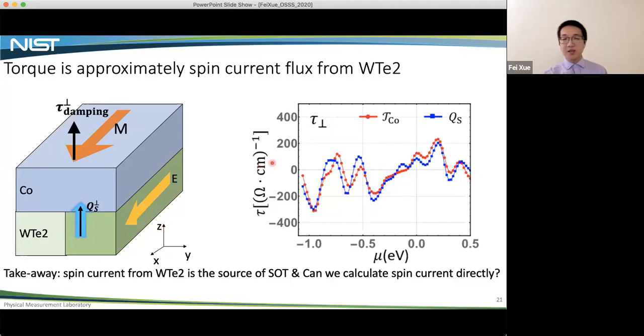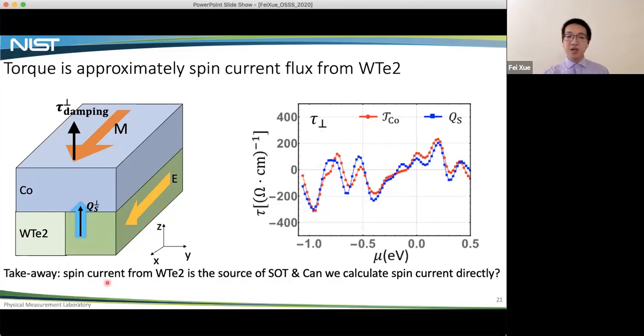And this is not as expected either from the symmetry argument, because the bulk tungsten ditelluride does not support such a perpendicular spin current flow, a uniform spin current flow. But in our heterostructure calculation, we still find out that the spin current flux is almost equal to the torque on the cobalt, even for this perpendicular out-of-plane torque. So this motivates us to the next part.